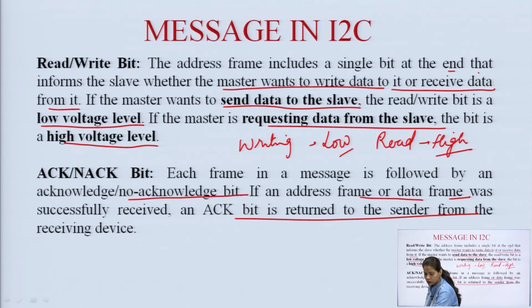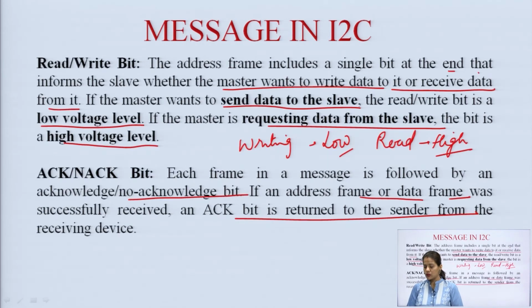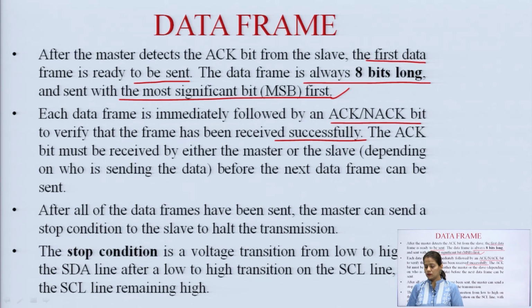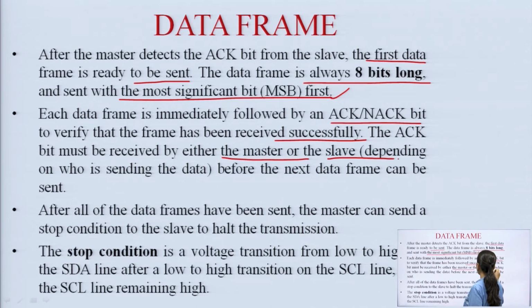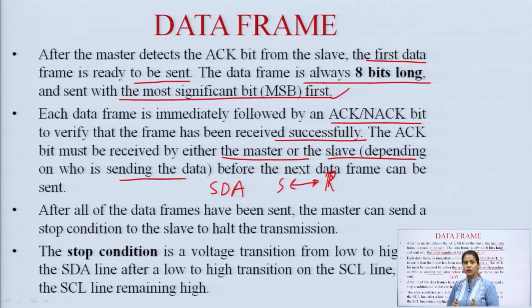This I have already shown previously, that after each data frame an acknowledgement bit is there. So, after successful reception of the data frame, the acknowledgement bit is sent from the receiver to the sender side. The acknowledgement bit must be received by either the master or the slave depending upon who is sending. Since we already know that the SDA line is used to send or receive the data to and fro between the sender and the receiver, this is a bidirectional line. So, data transmission can take place in either direction.